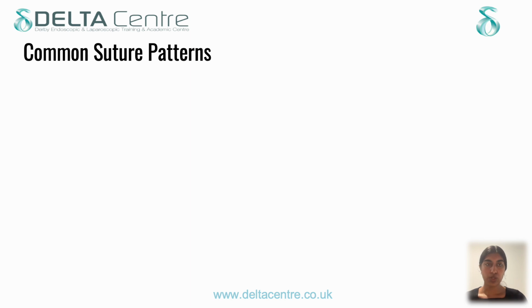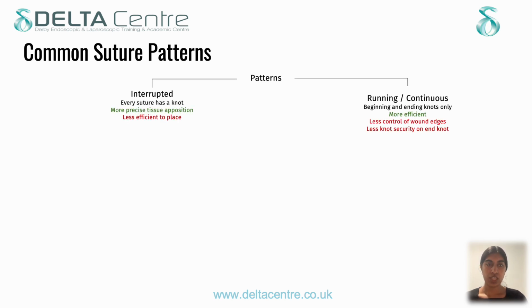And next we'll talk about common suture patterns. This can be divided into interrupted, or running, or continuous. Interrupted sutures mean that every suture has a knot, whereas continuous sutures mean there is only a beginning and an ending knot. The advantage of interrupted sutures is that there is more precise tissue apposition, however it is less efficient to place. The advantage of continuous sutures is that it's more efficient. However, there are some disadvantages such as less control of the wound edges and less knot security on the end knot.